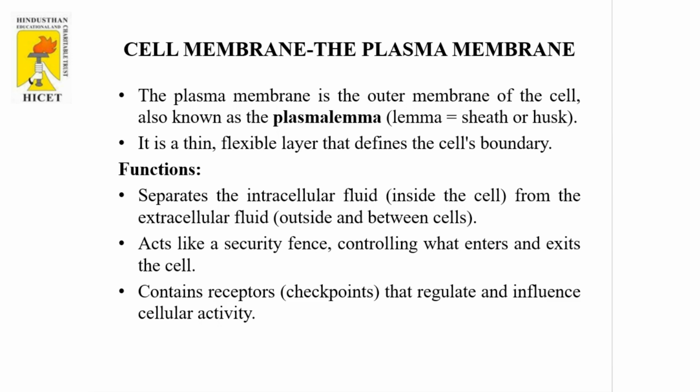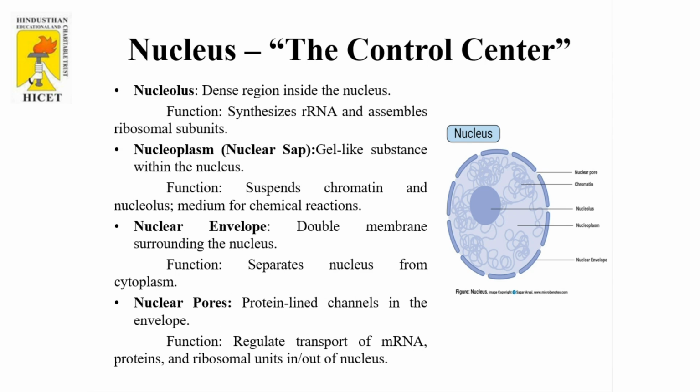So the next part is the nucleus, which is the control center of the cell. The nucleus has the nucleolus, which is inside the nucleus and produces the ribosomes. The nucleolus is a dense region inside the nucleus, and its function is to produce ribosomal RNA and assemble the ribosomal subunits. So, it is mainly involved in the production of the ribosomes.